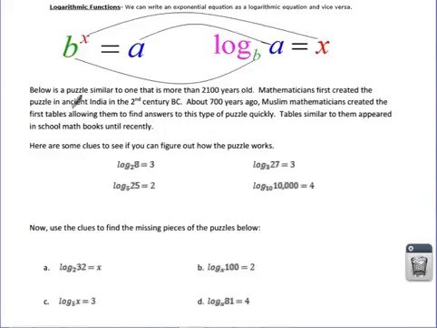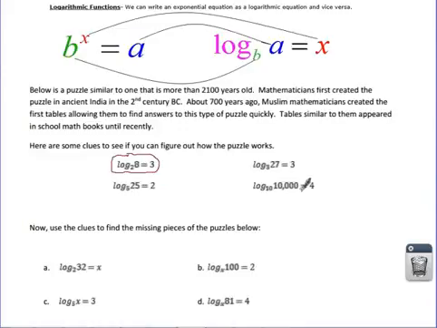It says below is a puzzle similar to the one that is more than 21,000 years old. I won't read the whole thing to you. You can do that. But we got some clues here. So the log base 2 of 8. Okay, notice how that is read. Log base 2 of 8 is equal to 3. Log base 5 of 25 is equal to 2. Log base 3 of 27 is equal to 3. And log base 10 of 10,000 is equal to 4.